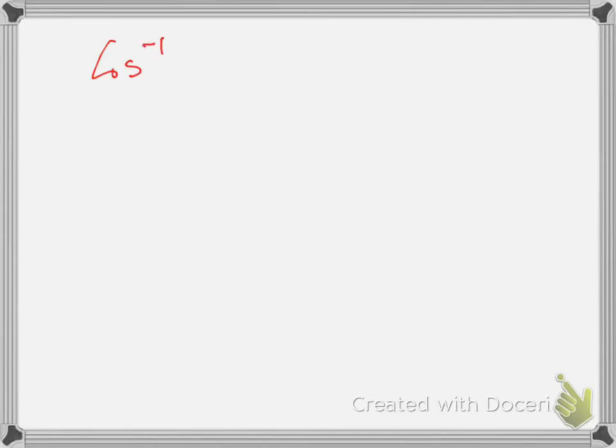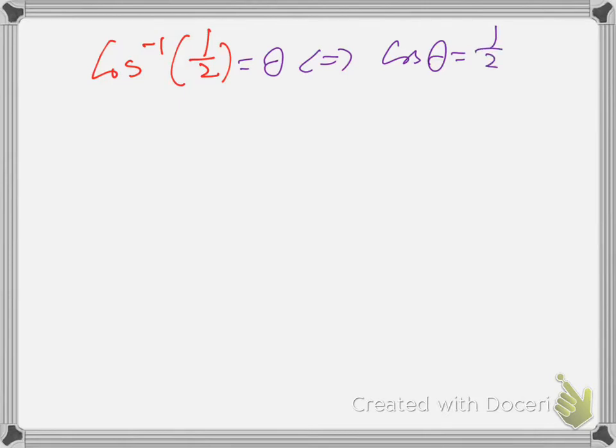Cosine inverse of 1 over 2. We assume this is theta, so we rewrite it: cosine of theta is 1 over 2. So what's cosine theta? Cosine theta is x over r. So x is 1, r is 2. So y will be positive radical 3 or negative radical 3. It's the same triangle, 1, 2, radical 3, so we have two pictures again.